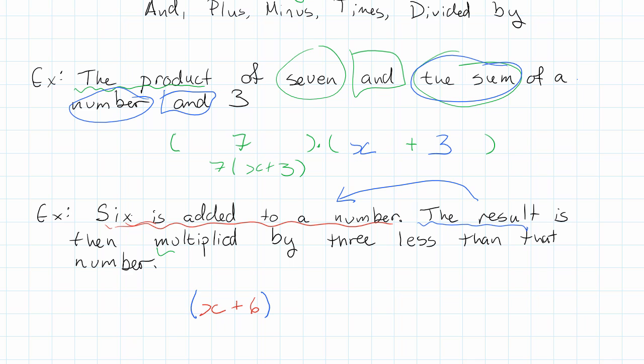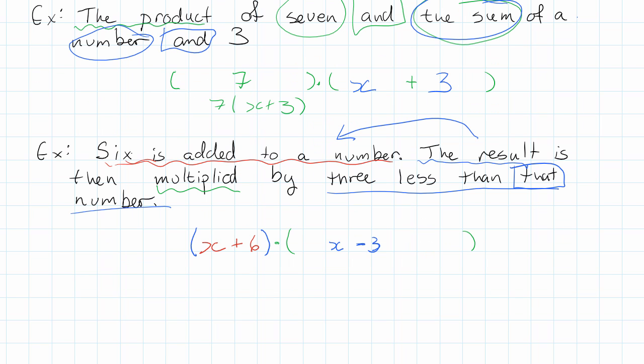Is then multiplied by something. By what? By 3 less than that number. The fact that it's that number tells me I should use the same variable. So I should use x again. 3 less than x is x minus 3. Again, rewriting this to look a little bit nicer, we'll have x plus 6 times x minus 3.